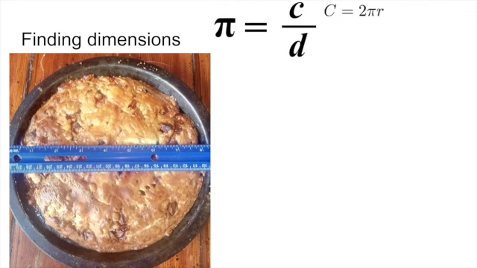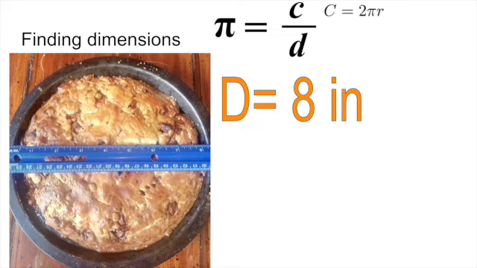So let's find the dimensions here on my pie. I look at my diameter, which is the distance that goes across the pie, right? And the diameter here is 8 inches. You guys see that? It starts from one side going across to the other. I've got an 8-inch diameter pan here. So the distance going from one side to the other side is 8 inches.